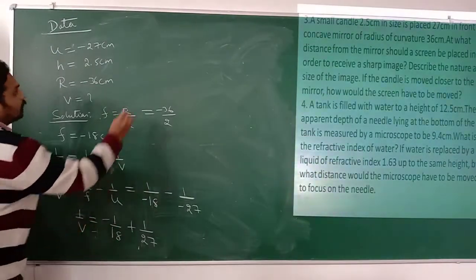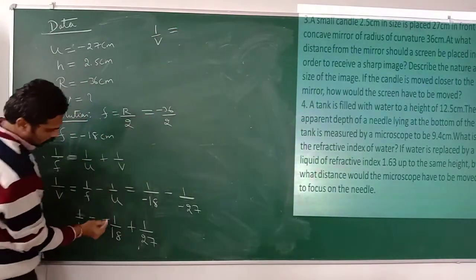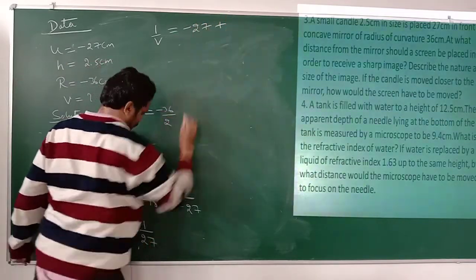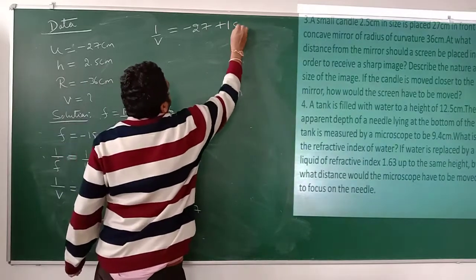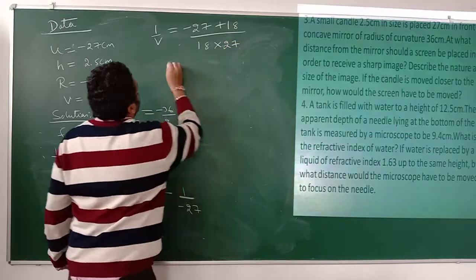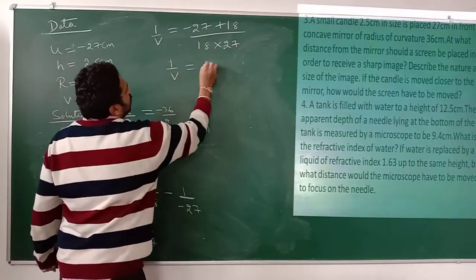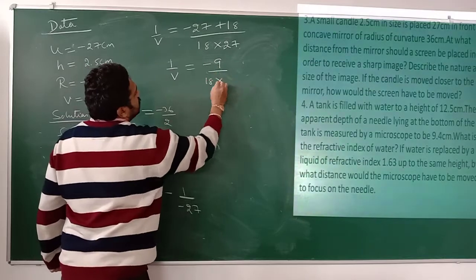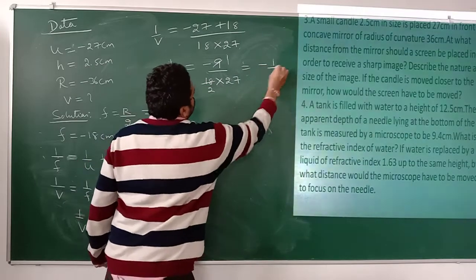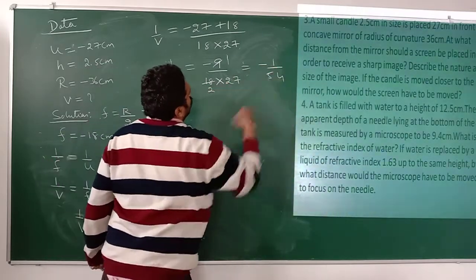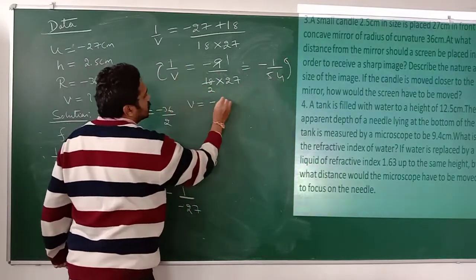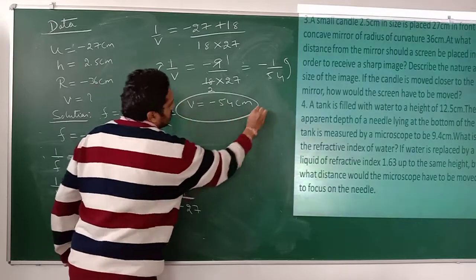Now here, cross multiplication: 1 by v is equal to minus 27 plus 18, divided by 18 into 27. Note that this is minus 9 over 18 into 27. Nine ones are 9, nine twos are 18, so this is minus 1 over 2 into 27, which means 54. You take v to the numerator. Now v is equal to minus 54 centimeter.